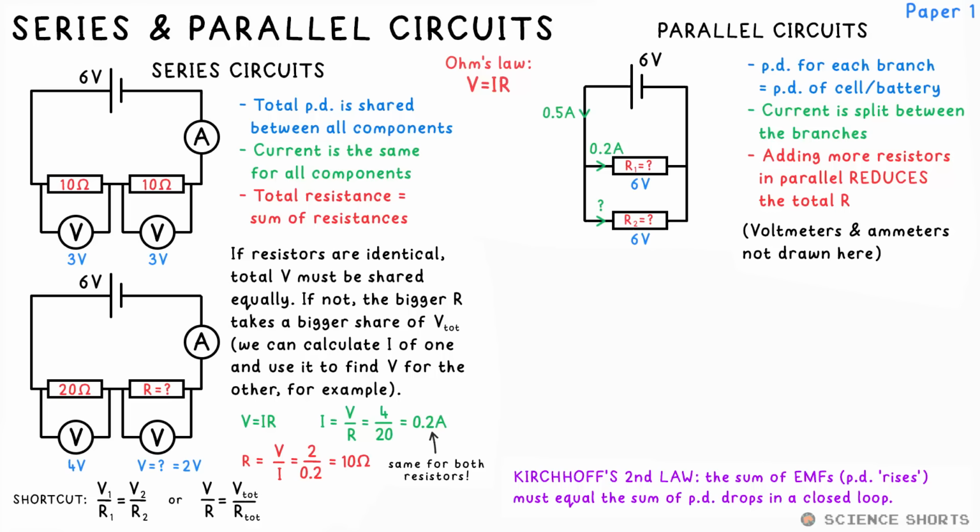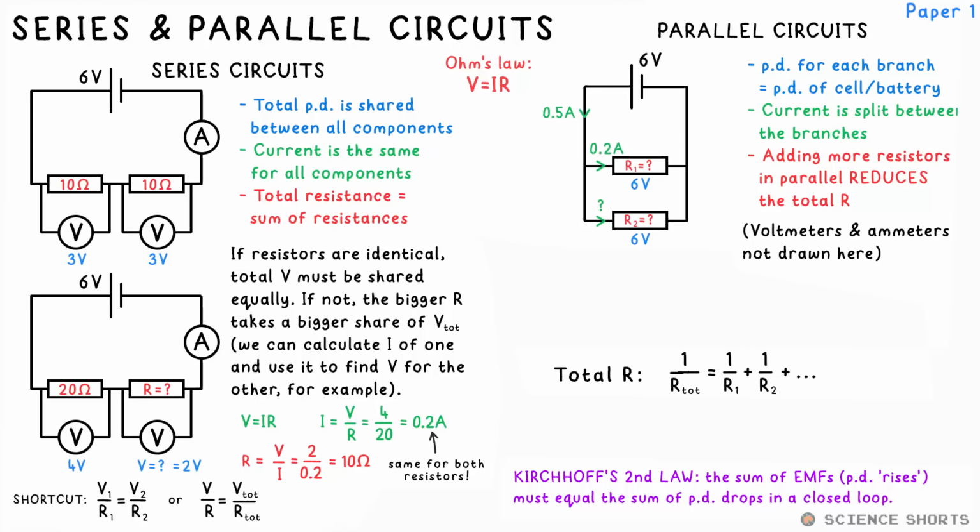Current is shared between each branch, and the more resistors you add in parallel, the lower the total resistance. This, by the way, is because you're giving the current more routes to move through the circuit, which means more current can flow. So if these two resistors are connected to the 6-volt battery in parallel, you know straight away that the PD for both has to be 6 volts. Voltage is not shared in parallel circuits.